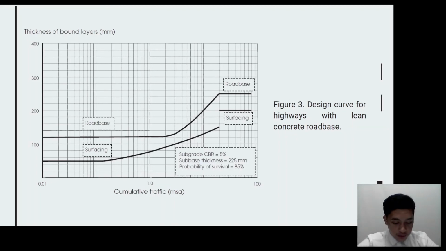The last figure exhibits the pavement composition for traffic levels greater than 80 MSA. This shows the general composition of bituminous pavements designed to carry traffic in excess of 80 MSA. The total thickness of the bound layer should be approximately 400 mm for cumulative traffic in the range of 100 MSA.